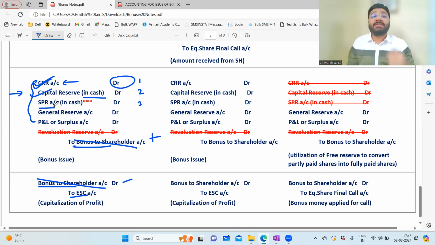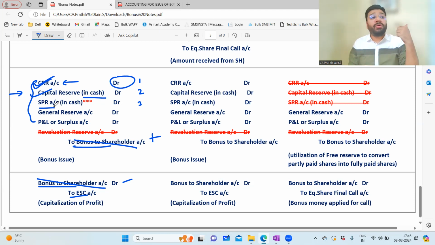When I issue the shares for consideration in cash, and I get a premium over and above the face value, then that SPR is coming in cash. So under which circumstances is SPR getting credited but money is not coming? Issue of shares. Yesterday we saw an example. Issue of shares to whom? We bought a machine. To the vendor we issued the shares at premium. So when we issued the shares at premium, that fellow did not pay me any premium money.